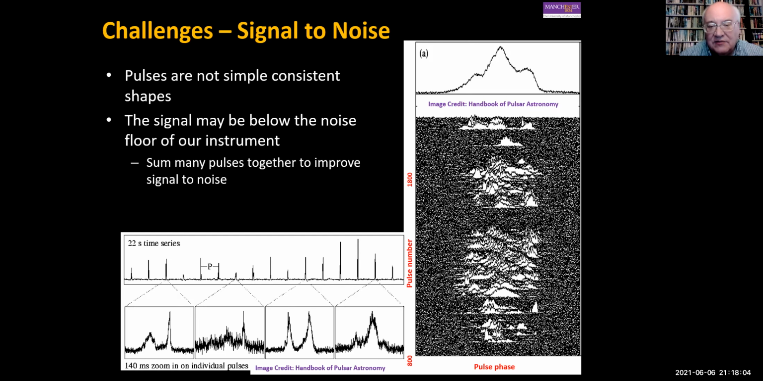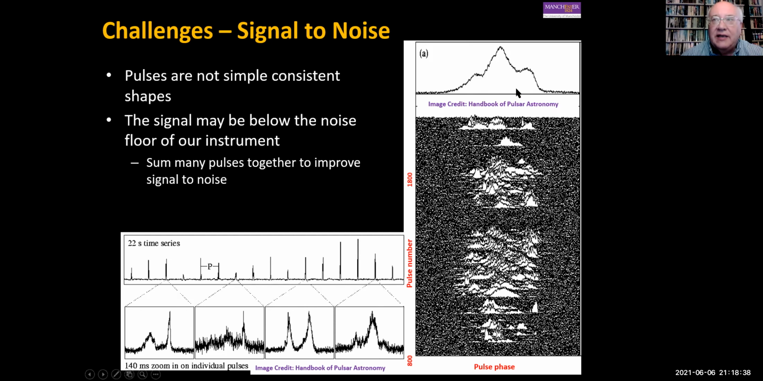Second thing is those individual pulses from a pulsar are not all the same shape. You can see the pattern on the right-hand side of the screen. I'm showing how each individual pulse is completely different one to the next. And the blank patches that you can see here and here is the nulling that we talked about earlier, where the emission from the pulsar either switches off completely or becomes so faint we can't detect it with our system.